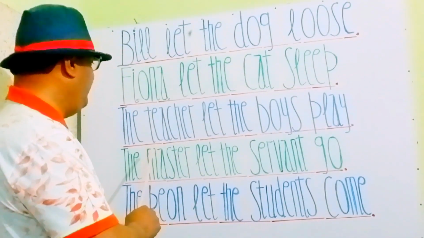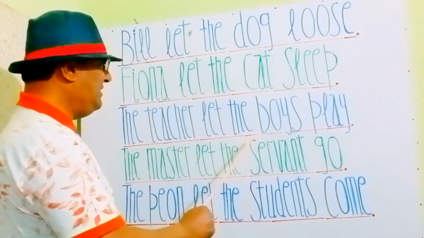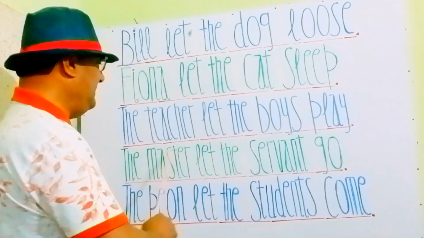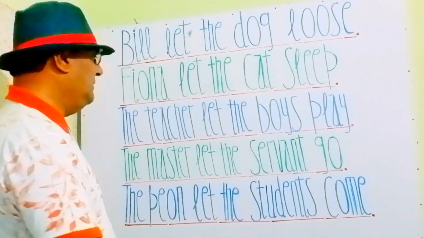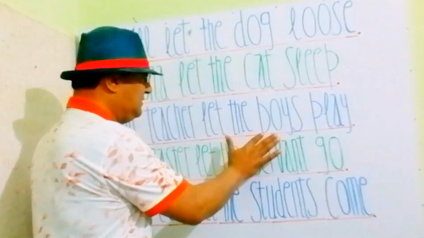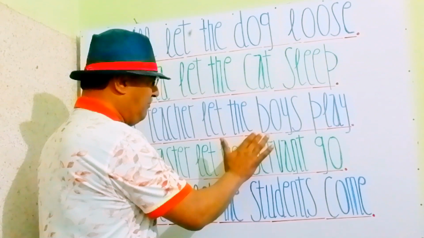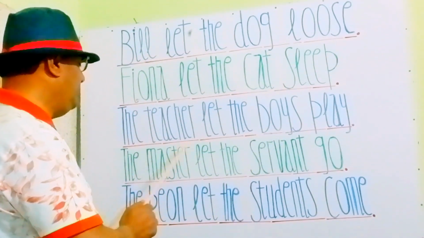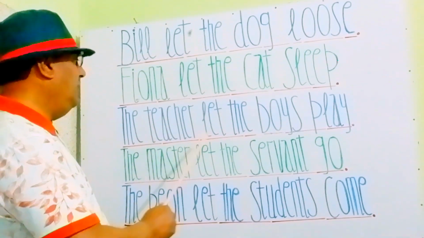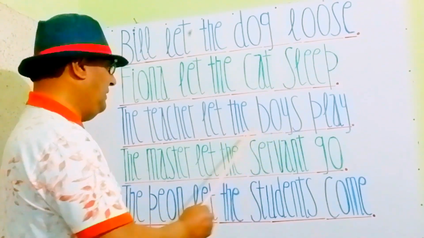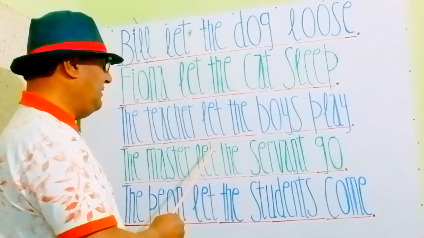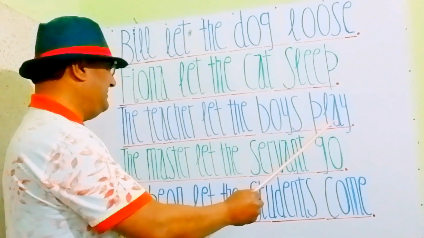You see my students, the teacher let the boys play. The teacher is a subject. Mallam ne the boys play, ladko ko khelne diya. Let is used as a causative verb that helps the other verbs to construct a sentence.